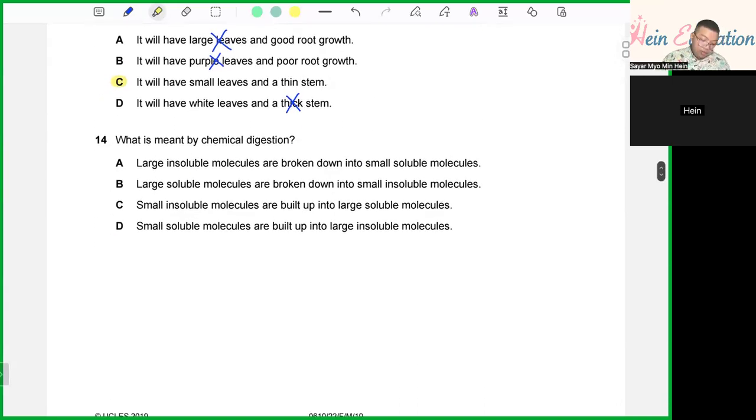And number 14, what is meant by chemical digestion? Chemical digestion is the breaking down of large insoluble molecules into small soluble molecules. Very simple and straightforward, it is answer A.